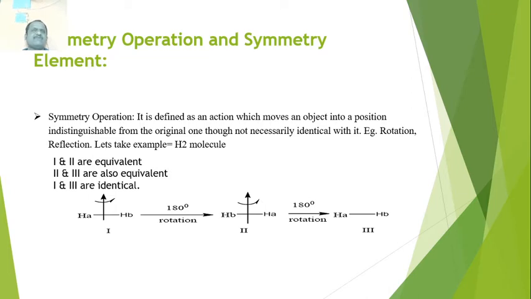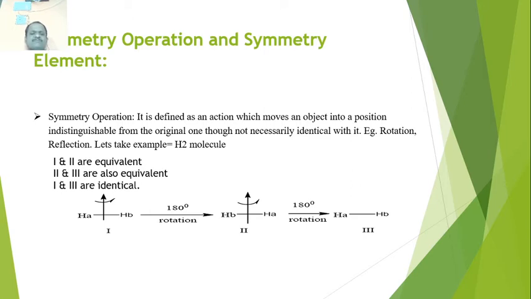That means when you do any kind of operation on a molecule or any object, that molecule changes its configuration, its orientation, but whatever the new orientation obtained, it must be indistinguishable from the original molecule or original object. It may be identical or not, that is not an issue, but they must be indistinguishable from one another. That is called a symmetry operation.